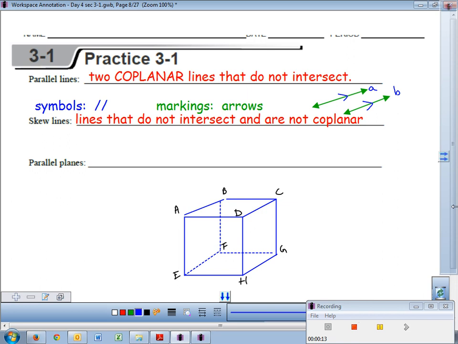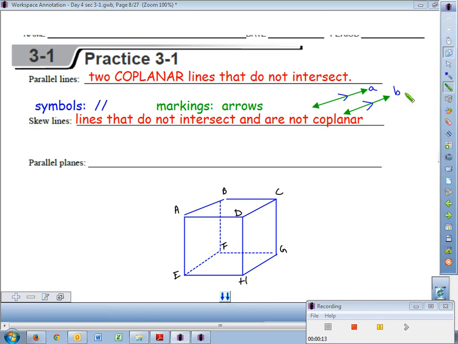So I'm a highlighter guy. If you've got highlighters, you're going to want them here in about 5 minutes. But check out this segment right here, segment AB and segment DC. Those two segments do not intersect, and they're in the same plane, right? They're in this green plane right here. Those are what we call parallel segments. Parallel lines, parallel segments, all good in the neighborhood.